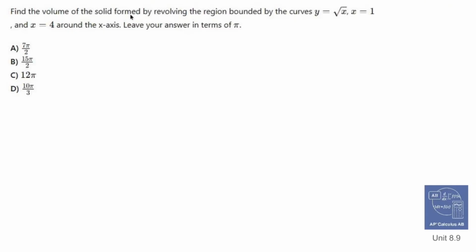Find the volume of the solid formed by revolving the region bounded by the curves y equals the square root of x, x equals 1, and x equals 4 around the x-axis. Leave your answer in terms of pi. So y equals the square root of x is going to look like this.